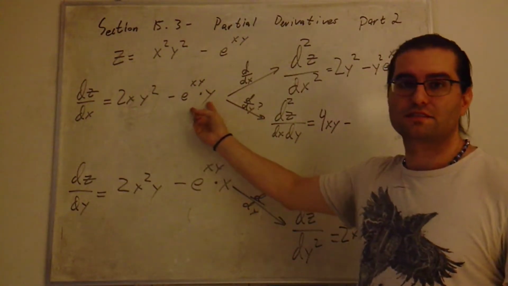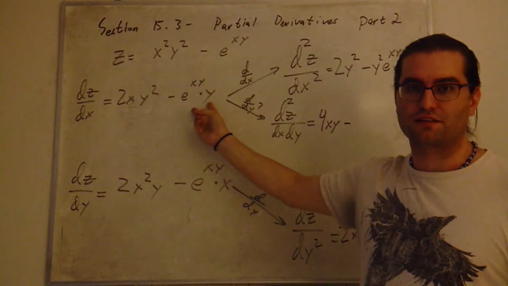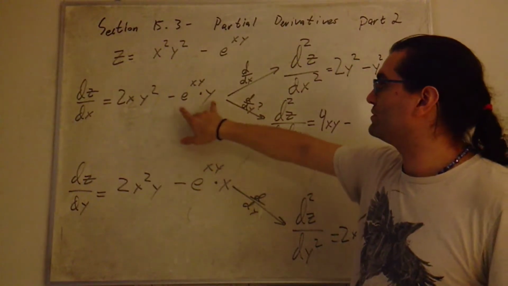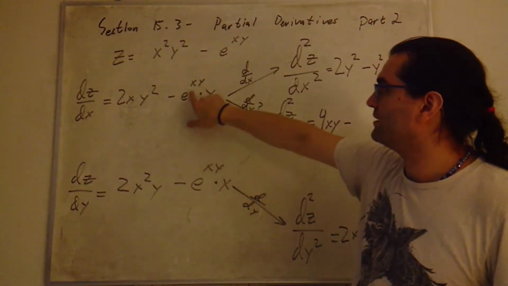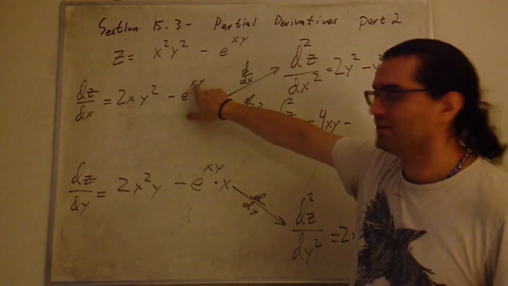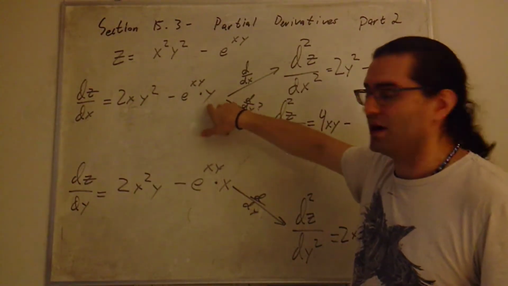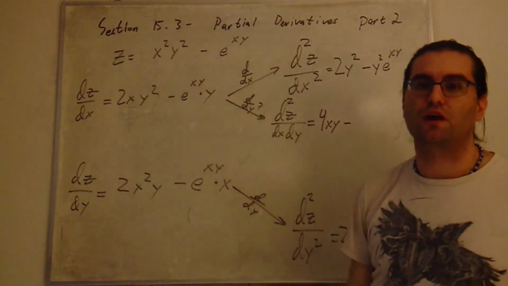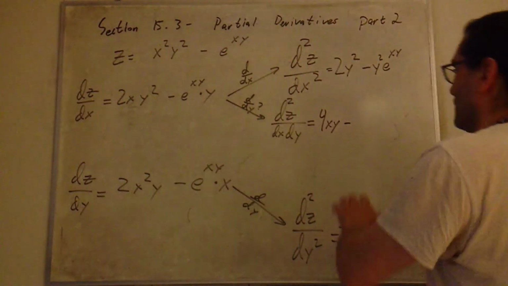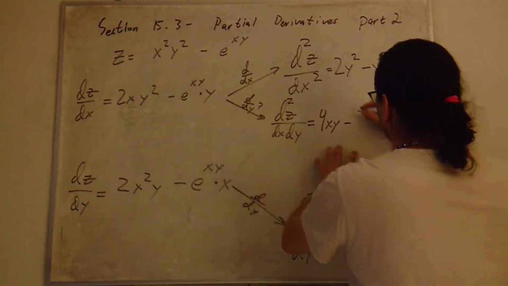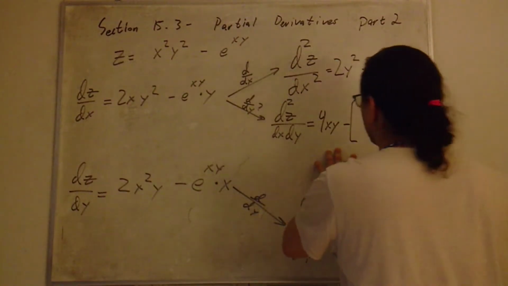We can't pretend like these things are coefficients anymore. When we do the derivative of this with respect to y, e to the xy is a function of y. We have to use the product rule here. So, I'm going to leave the minus on the outside and we're going to do product rule stuff.